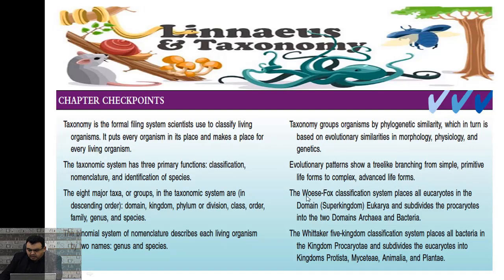The Woese-Fox classification system places all eukaryotes in the domain or superkingdom Eukarya and subdivides the prokaryotes into two domains, archaea and bacteria. The Whittaker five-kingdom classification system places all bacteria in the kingdom Prokaryotes and subdivides the eukaryotes into kingdoms Protista, Mycota, Animal, and Plant.